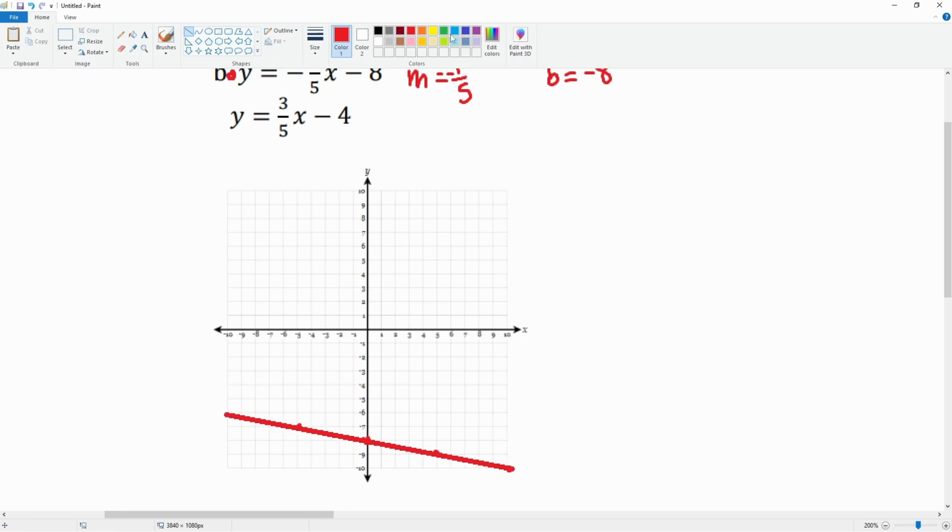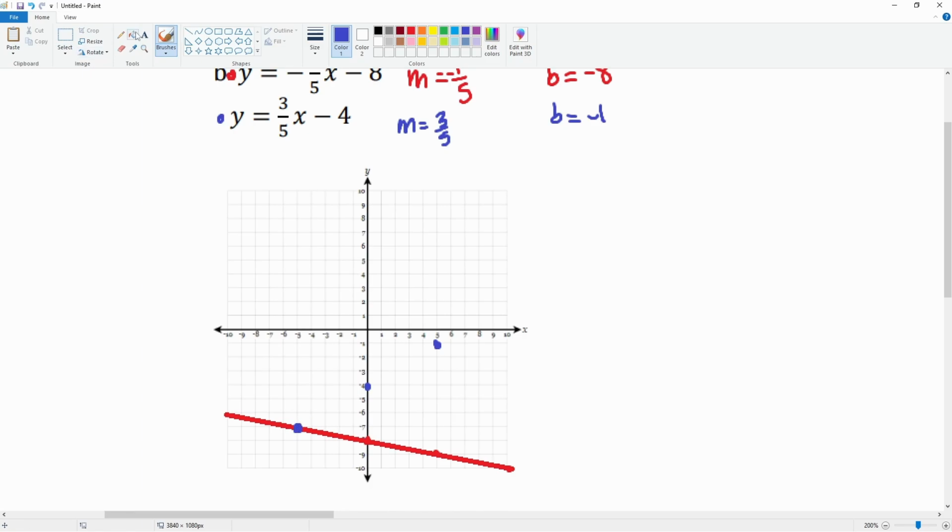And then I could do the other one in blue. This one says the y-intercept is -4, and the slope here is 3/5. That means I go up 3, 1, 2, 3, across 5, 1, 2, 3, 4, 5. I could repeat that process: up 3, across 5.